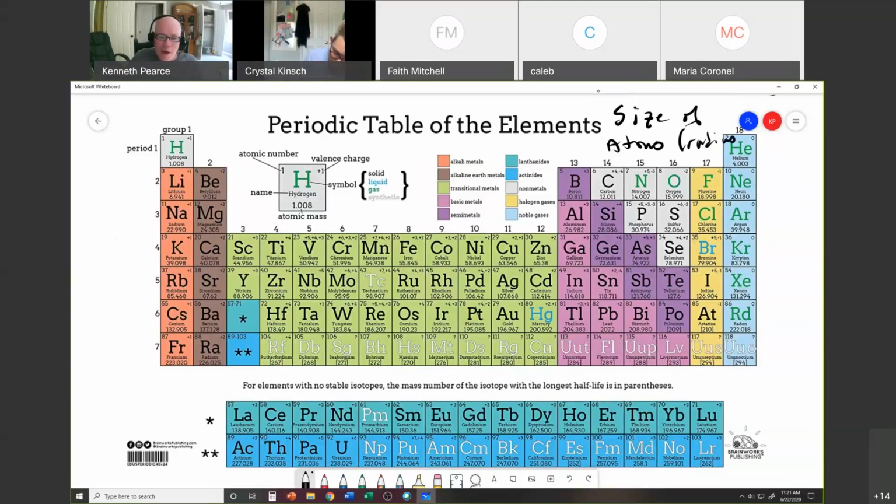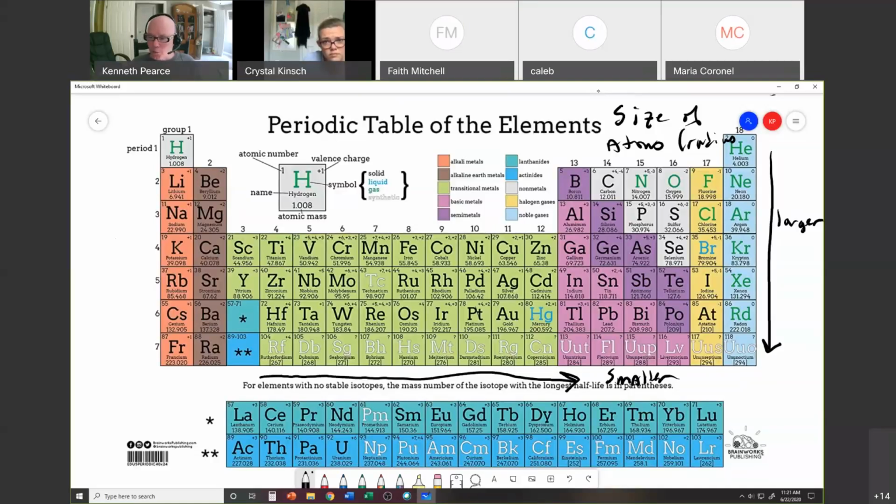Okay, as we go left to right, we get smaller. As we go top to bottom, we get larger. Okay, this is your first trend. And you may say to yourself, well, if you think about it for a second, the top to bottom part should make sense. You're getting bigger and bigger atoms as you get further and further down a period.